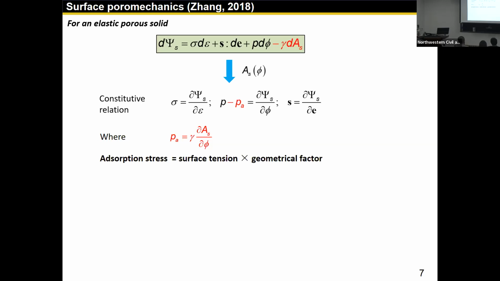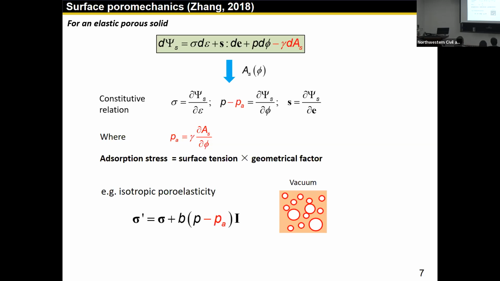You can see that the left-hand side is a macroscopic stress, because it enters the constitutive law. On the right-hand side, it's the local pore wall property, surface tension. So through that, we achieve the upscaling. If you further assume isotropic elasticity, then the effective stress looks like this, with this additional term.